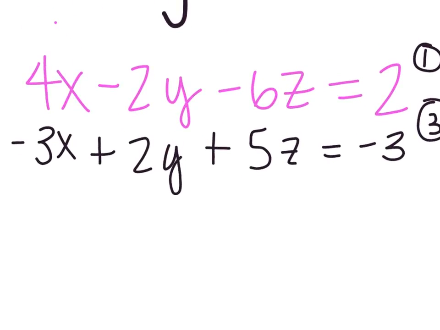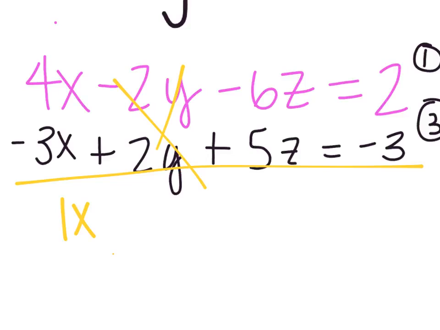Well, I can combine these together. So what happens to my x's? If I combine these together, what does that give me for my x's? 1x. So I get 1x. What happens to my negative 2y and my positive 2y? They cancel. And then negative 6z plus 5z is negative 1z equals negative 1. And now I have created which equation? 5.